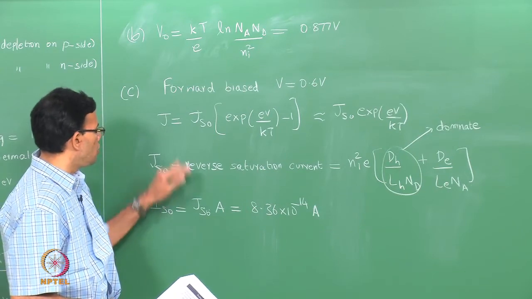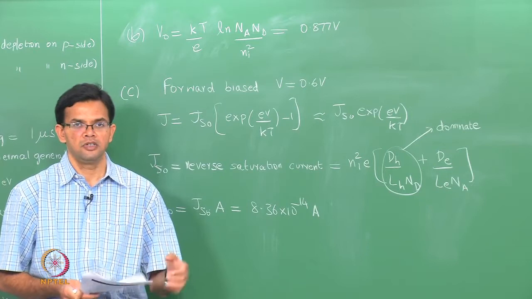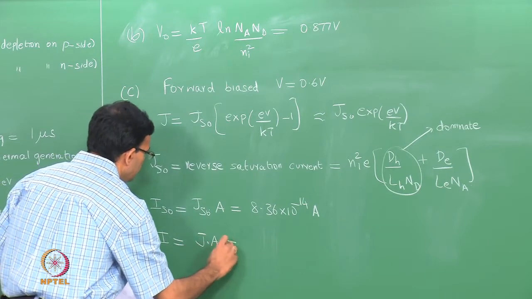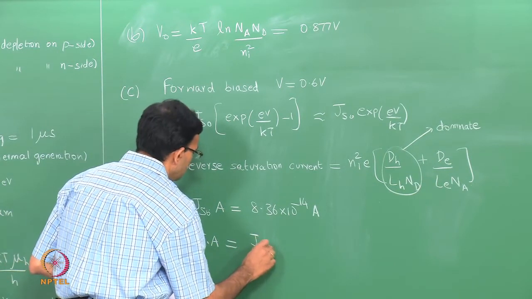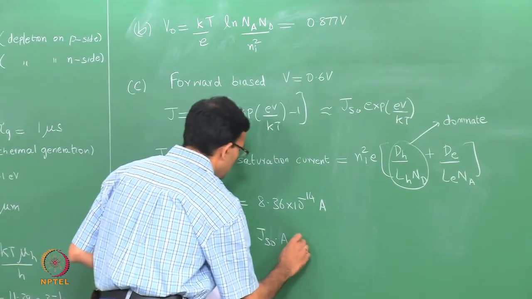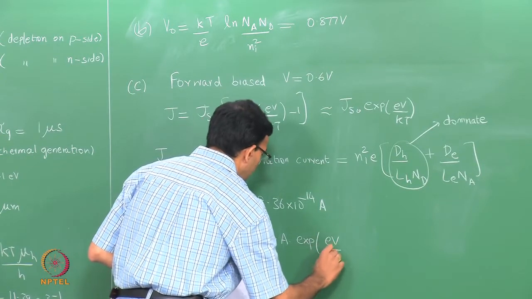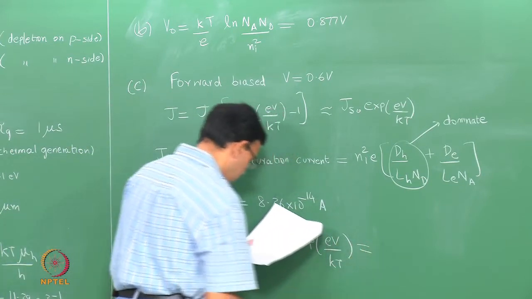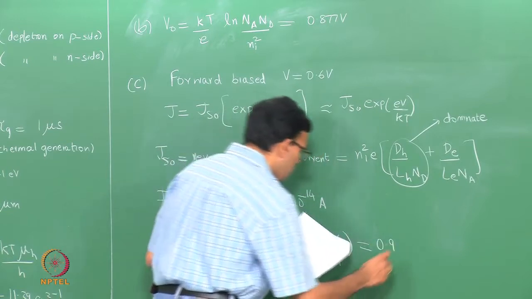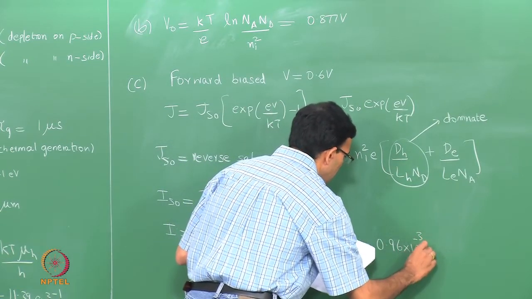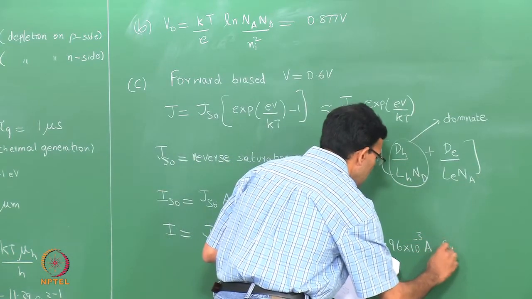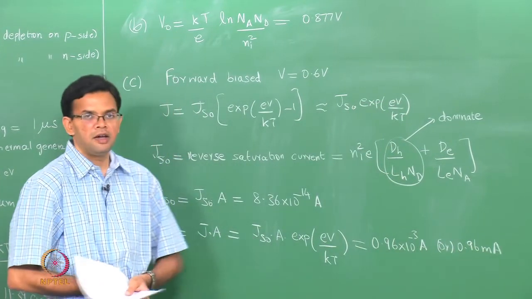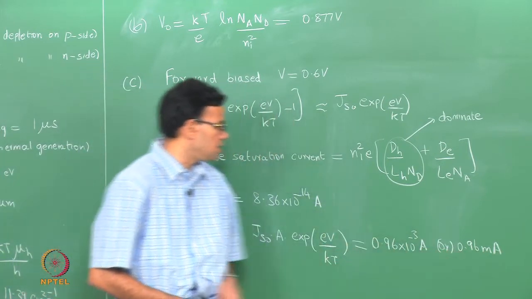Once you know I_S0 or J_S0, you can calculate the current during forward bias. I is nothing but J times A, which is J_S0 times A times exponential eV over kT. V is 0.6, that is given. So, the current works out to be 0.96 times 10 to the minus 3 amperes, or 0.96 milliamperes. So, the current in the forward bias is 0.96 milliamperes.